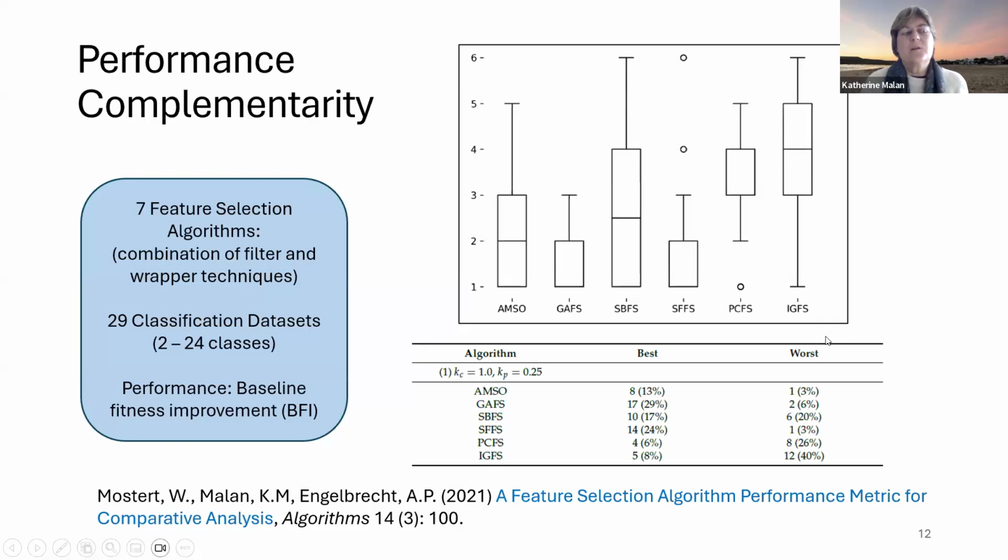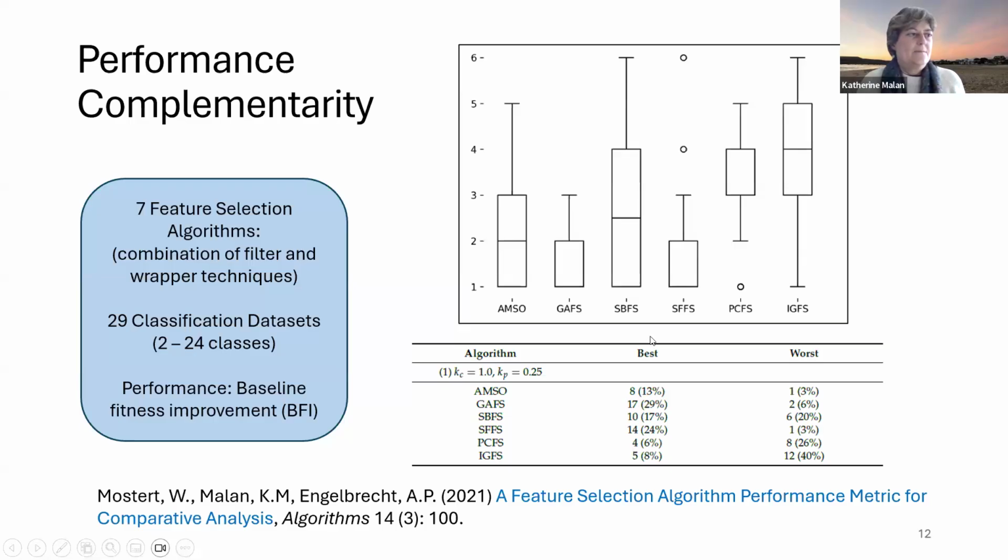Our filter-based methods work quite differently. They just look at the data set and they measure correlation and things like that, and then use that to decide which features are important. Whereas these are wrapper techniques, which actually use the performance of the classifier to decide which features to use. So what we did here is we just looked at, does it make a difference? Is there performance complementarity? And we saw that, yes, there is.